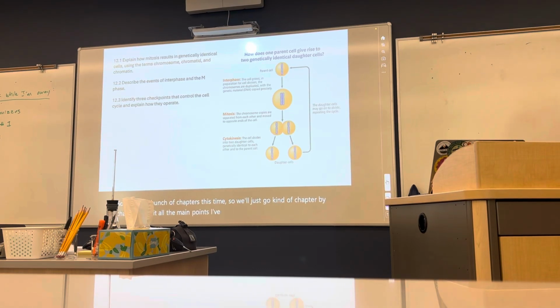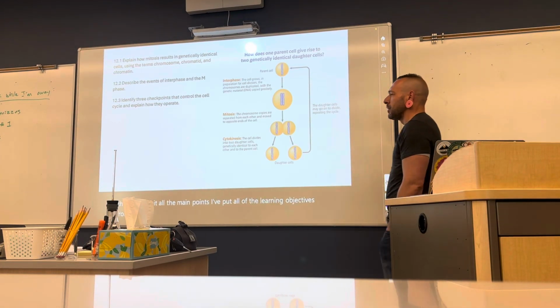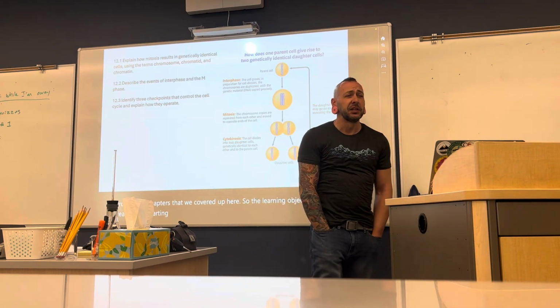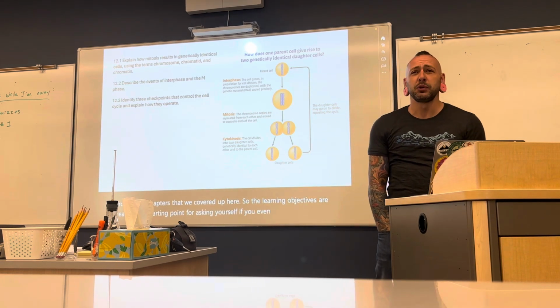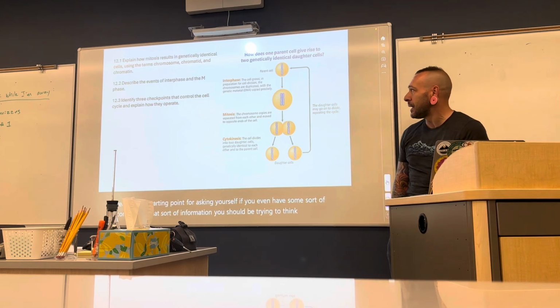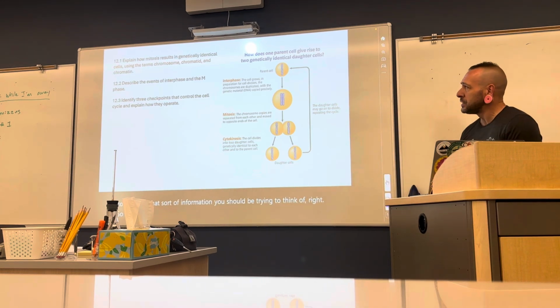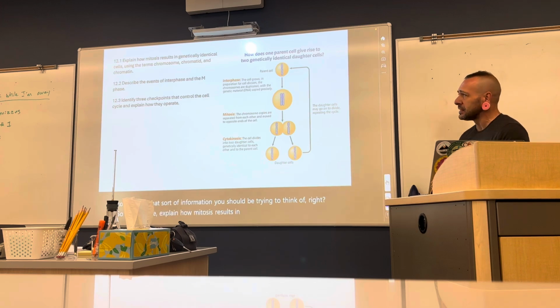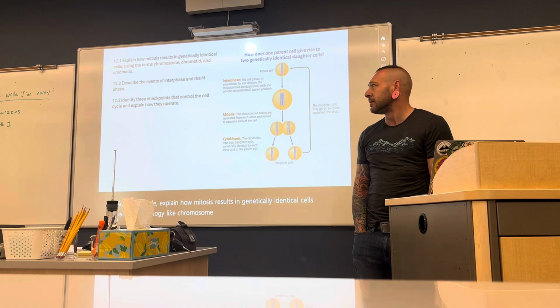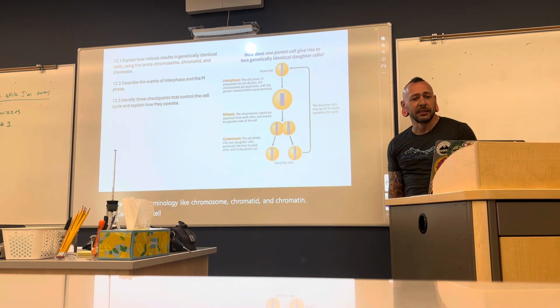Put all of the learning objectives from those chapters that we covered up here. The learning objectives are a really good starting point for asking yourself if you even have some sort of concept of what sort of information you should be trying to think of. For example, explain how mitosis results in genetically identical cells using terminology like chromosome, chromatid, and chromatin. Anybody tell me what chromatin is?